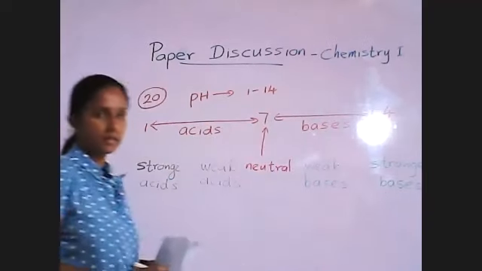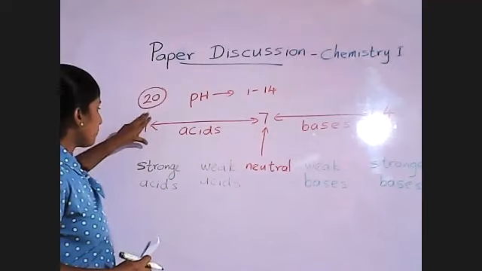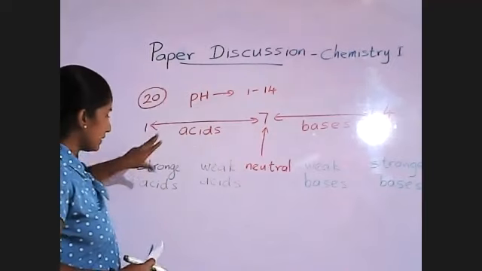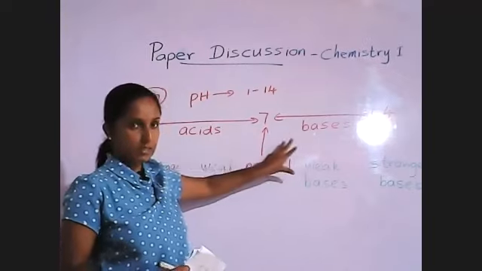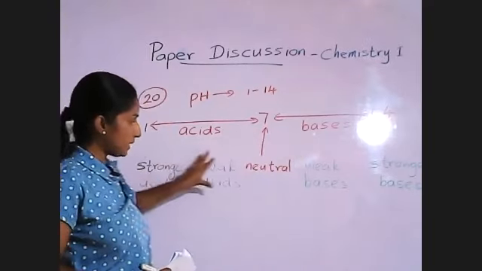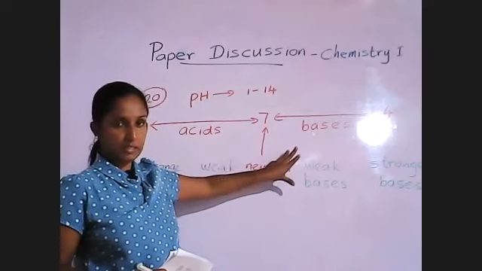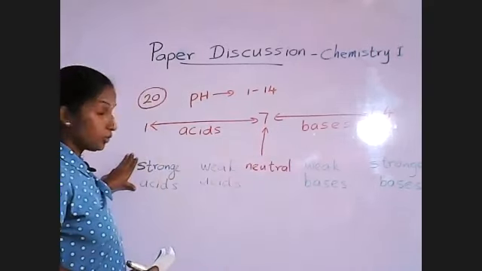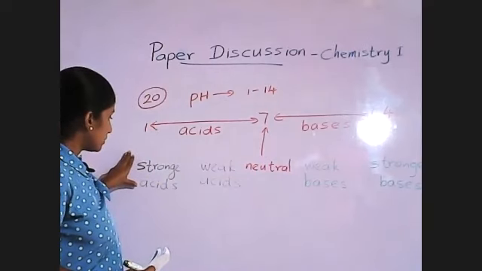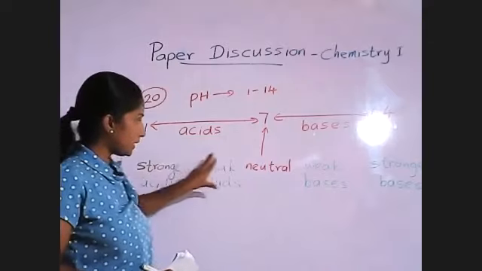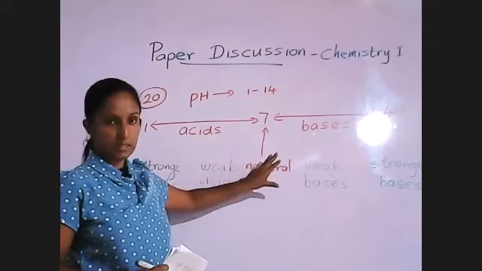Strong bases are here. So from 1 to 14 on the pH scale, the acidic properties decrease and the basic properties increase.